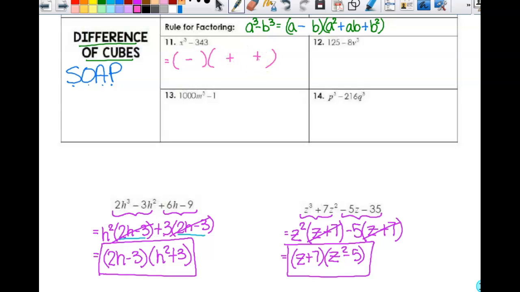Then I do the exact same thing I did for sum. The cube root of x cubed is x. What's the cube root of 343? I'm just going to tell you because it is a perfect cube, and you might have to guess and check some things, but it's 7. So it's 7, just so we can move on. Then you fill out the rest of it.